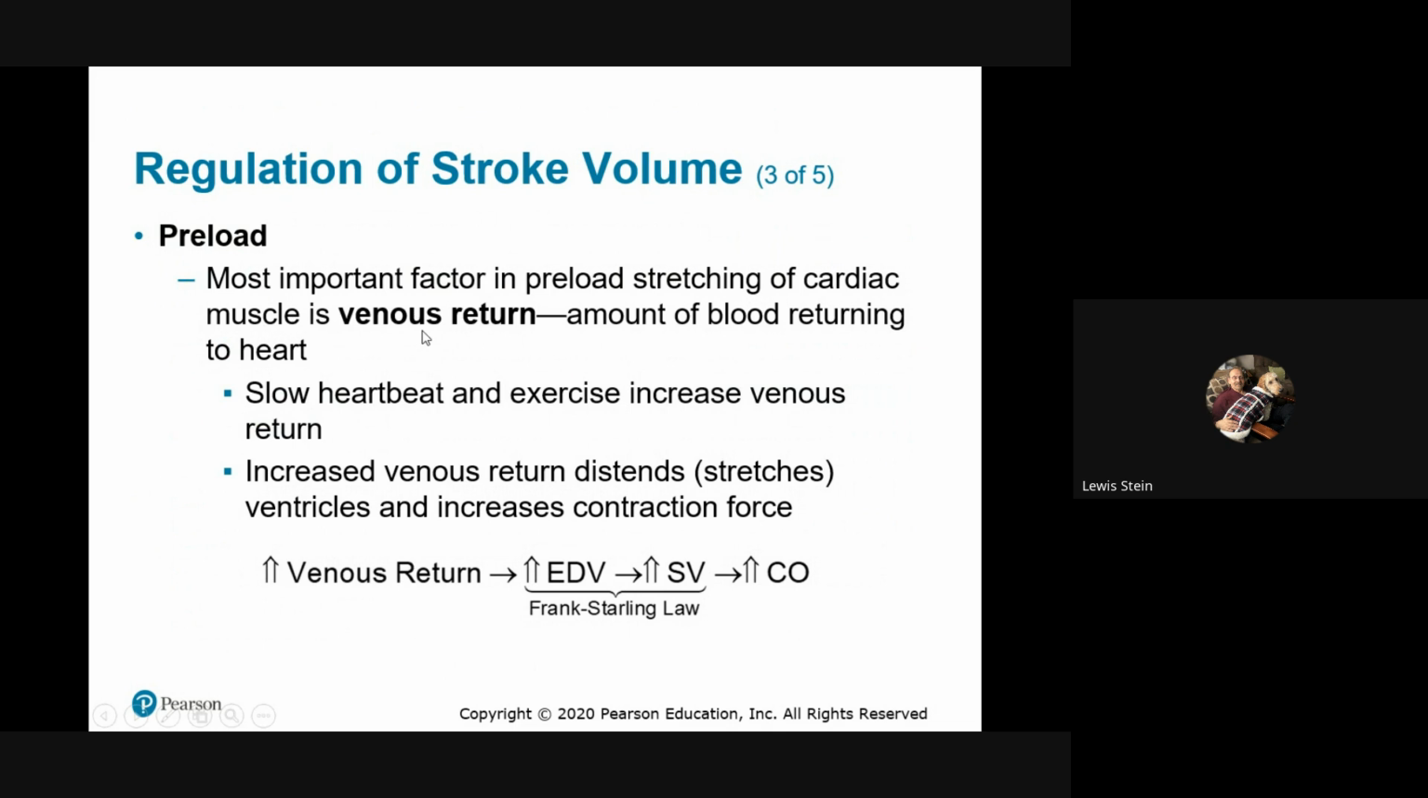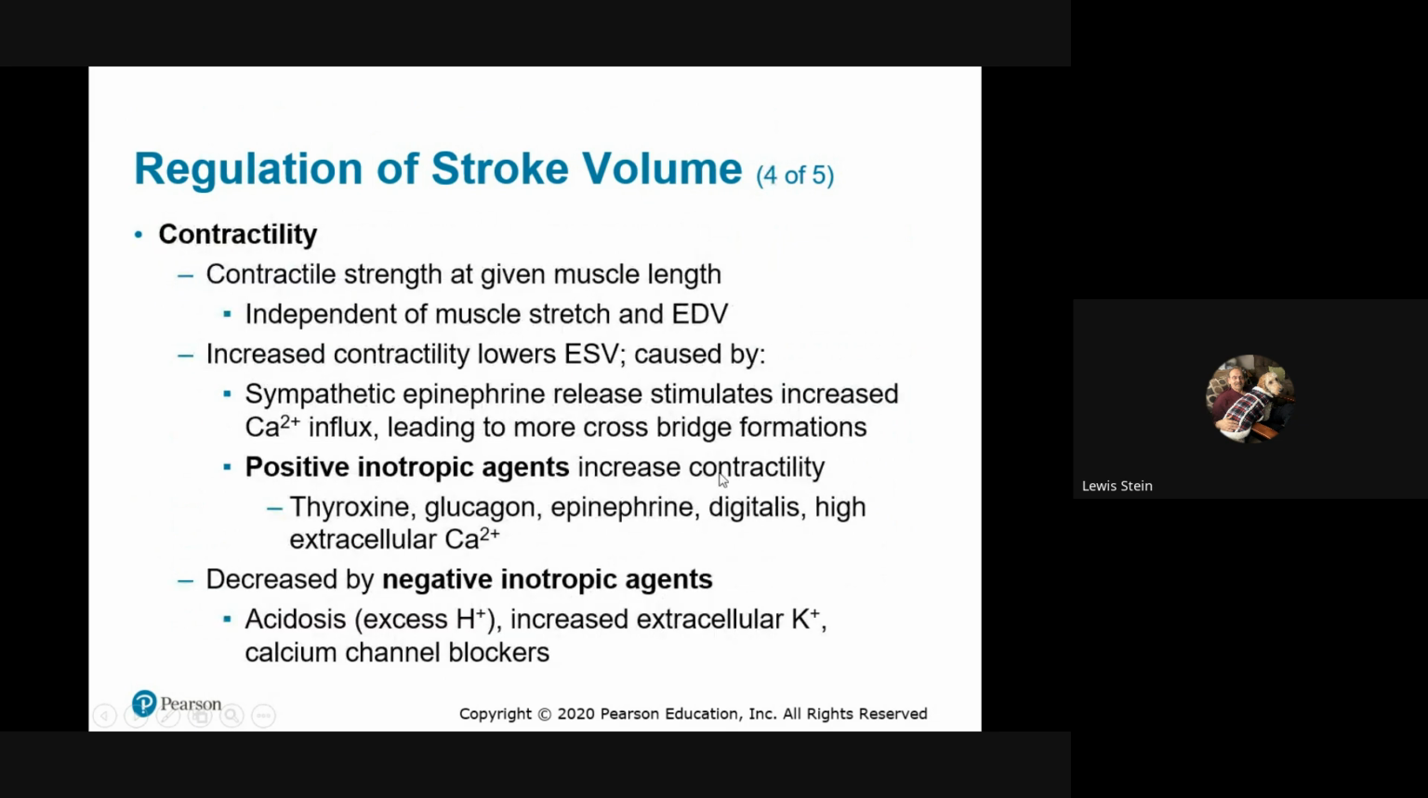So, preload, most important part of it, slow heartbeat, exercise, stretches it, all good. Contractility. We shouldn't have to alter it. Okay. Increased contractility lowers that end systolic volume. That's not good, because then it makes it harder for the heart to fill, and it's not going to fill maximally. Sometimes we can't avoid it because in fight or flight we produce epinephrine.